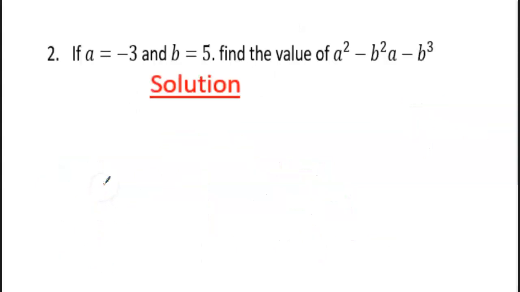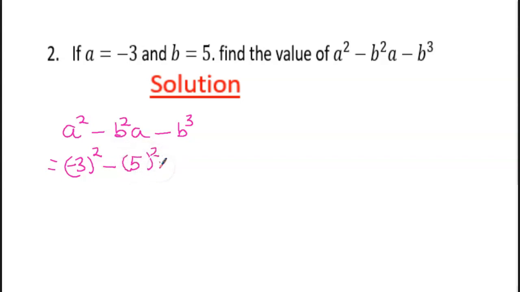If a is equal to minus 3 and b is equal to 5, find the value of a squared minus b squared times a minus b cubed. So wherever we see a, we replace it by minus 3. So minus 3 all squared minus b is 5, so 5 all squared times a is minus 3, and then minus b cubed, so we have 5 raised to the power 3. And minus 3 squared is giving us positive 9.